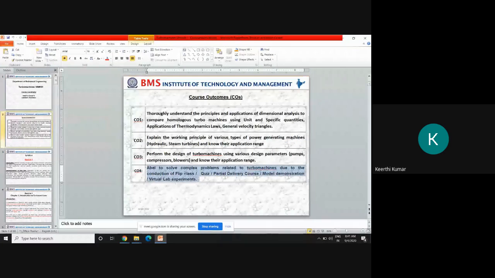That is, to be able to solve complex problems related to the turbo machine subject by using a flipped class quiz. Every day I'm going to do the quiz, and based on that, course outcome 4 will be satisfied. Using partial delivery course, model demonstration, and virtual lab experiments, I'm going to cover CO4.